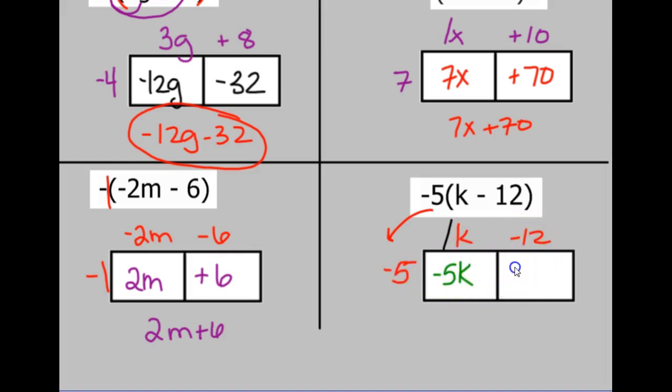Negative times a negative, I know it's going to make a positive. You can use your calculator or a multiplication table to multiply 5 times 12, or think of a clock. There's 12 numbers on a clock, 5 minutes between each. There's 60 minutes total. So -5k plus 60.